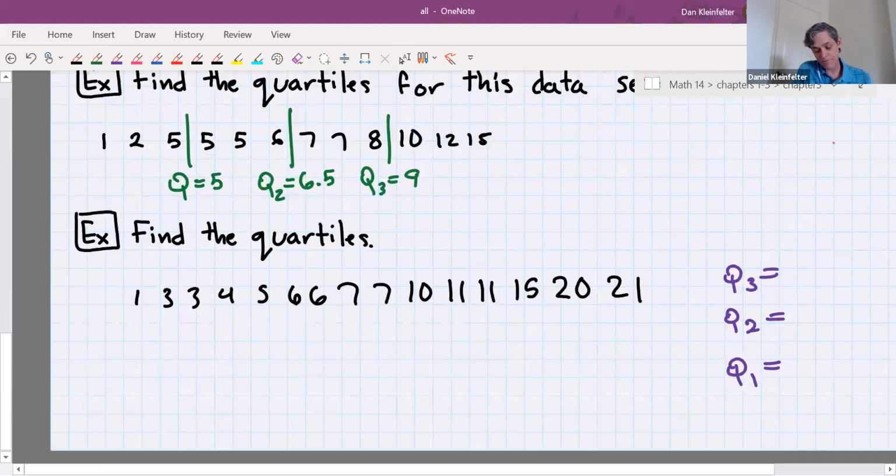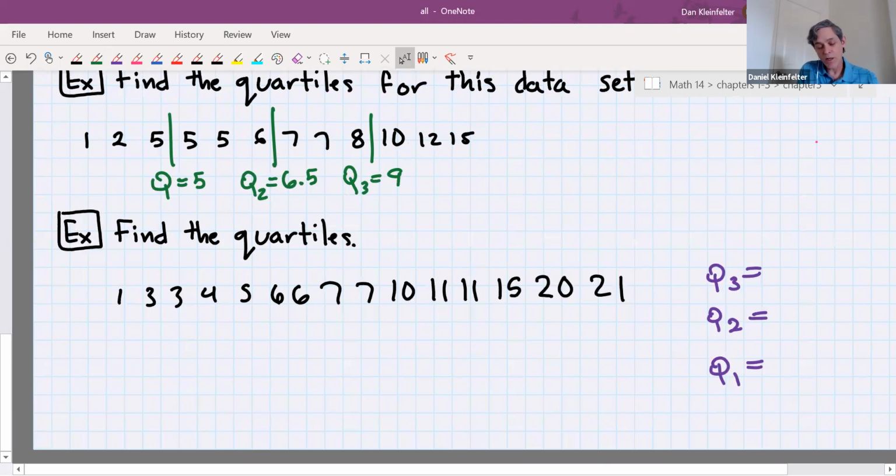Okay. All right, let's try that again. You should pause the video, try this, and then see if you get the same thing I do. I'd start by counting the numbers. This time there are 15. So that 7 should be the middle one. Let me just make sure. If there are 15, there should be half above and half below.